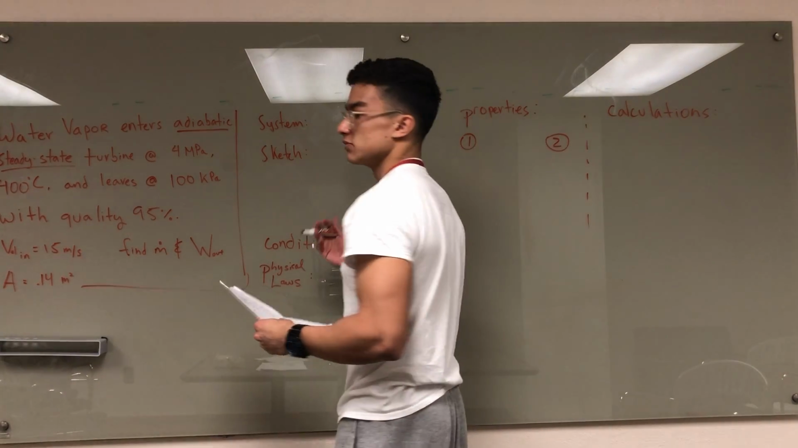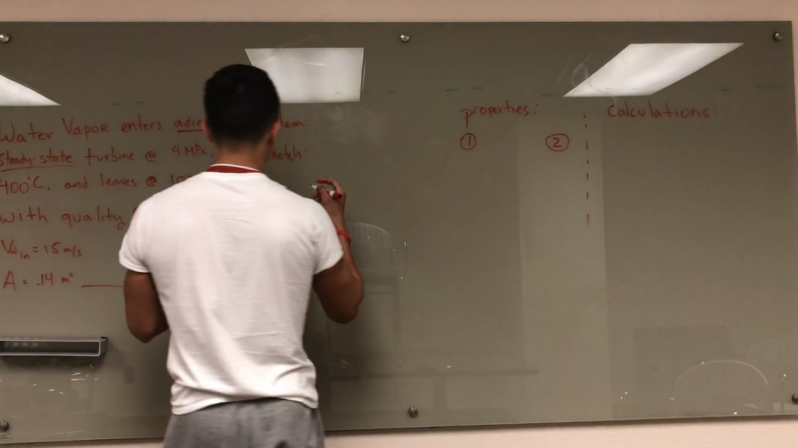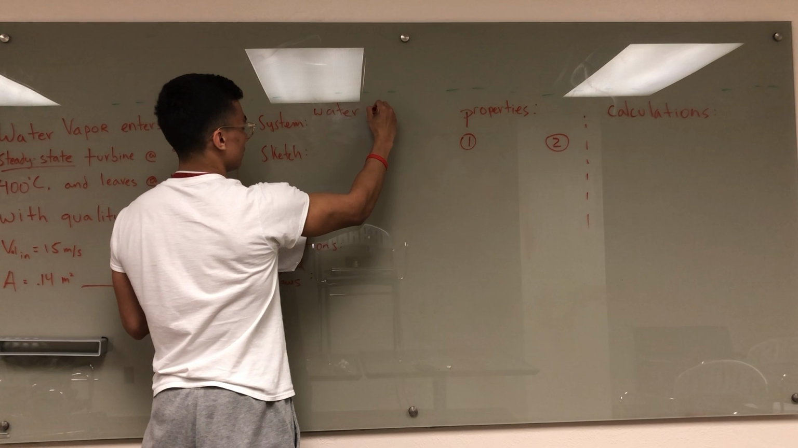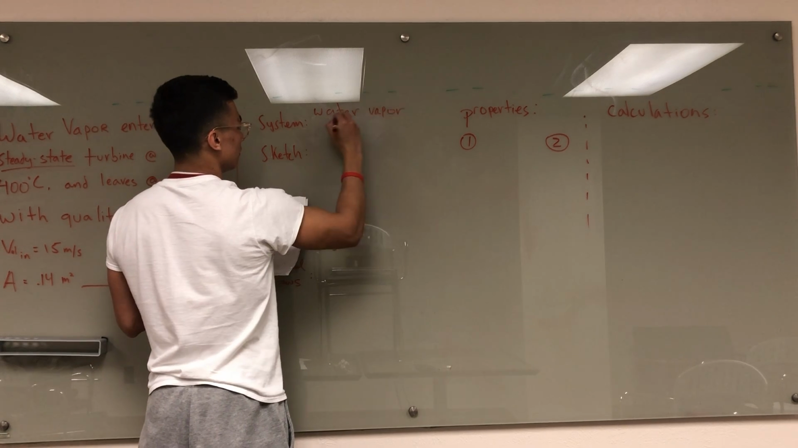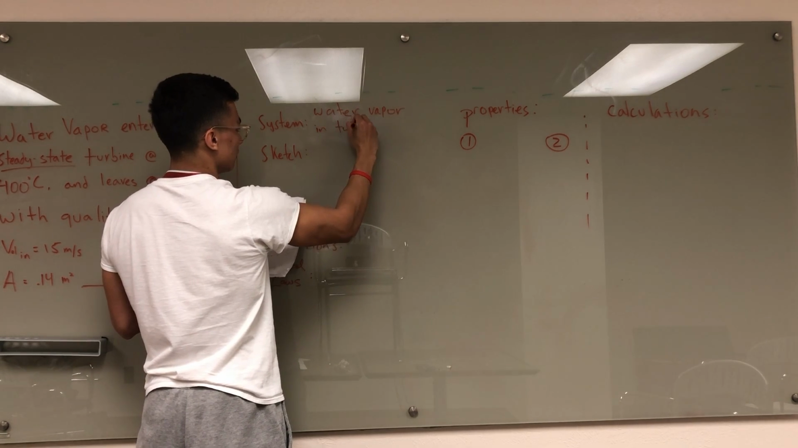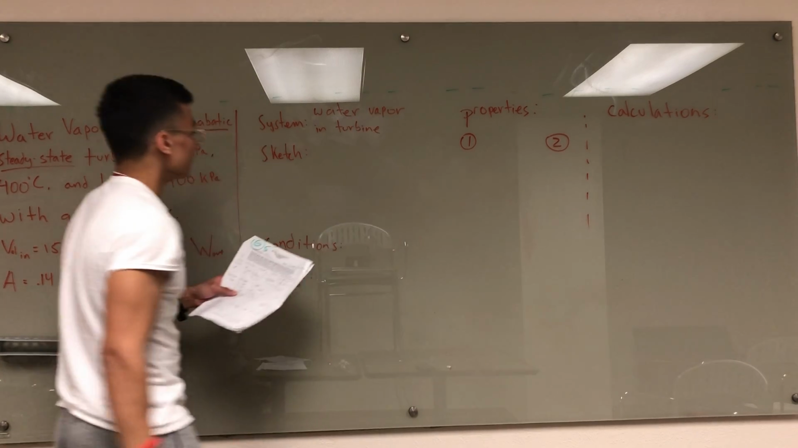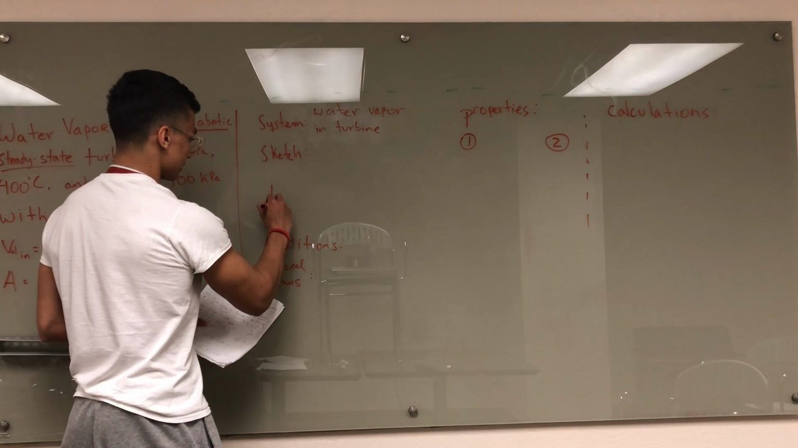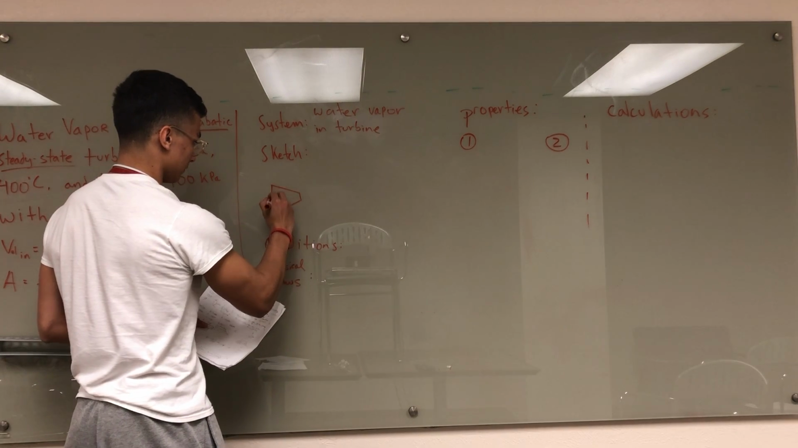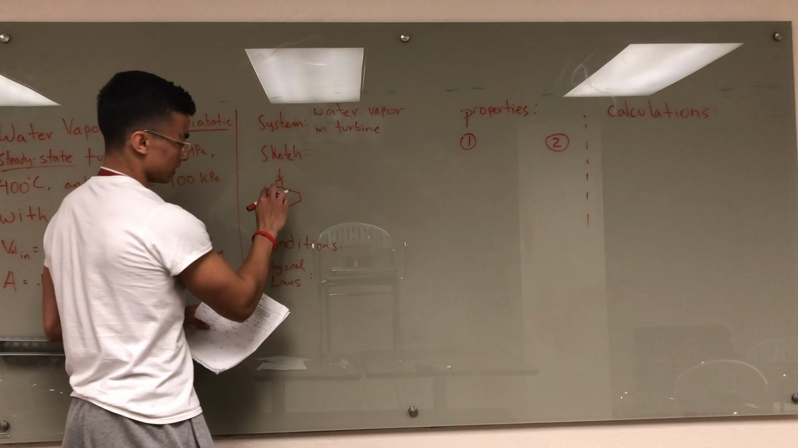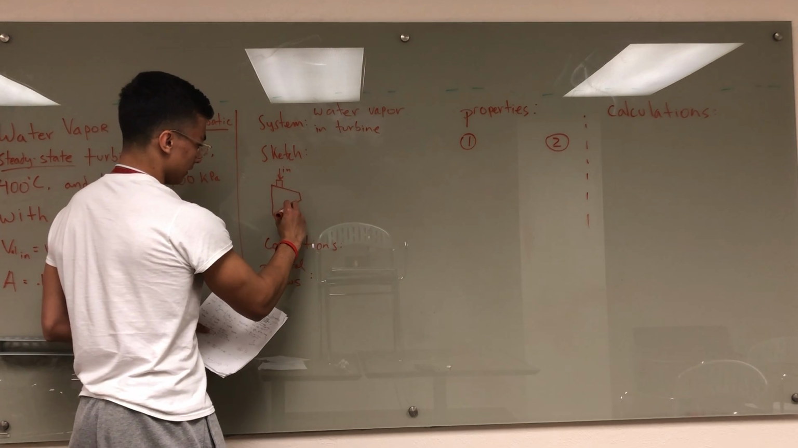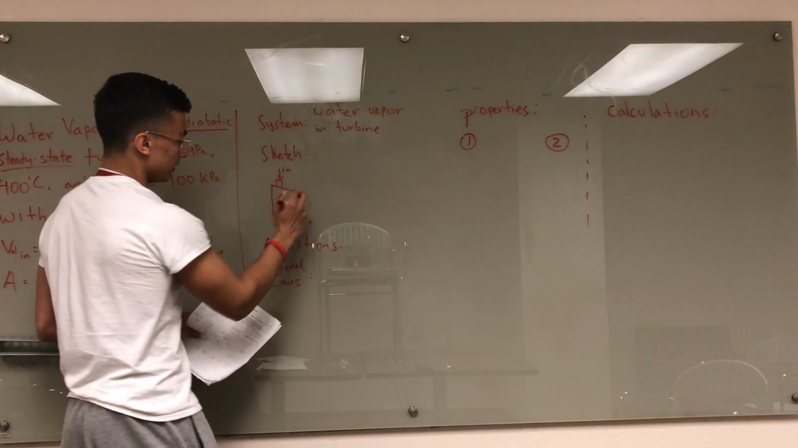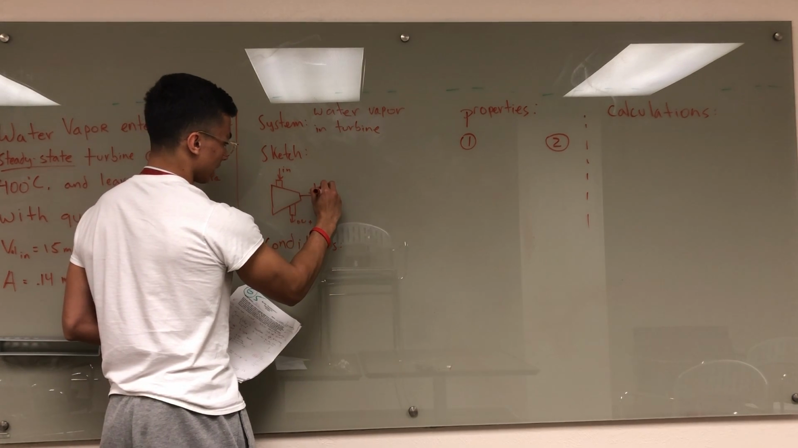So what's our system here? It's what we're studying, and we're studying the water vapor in the turbine. So let's just write that down. All right, cool. So what's our sketch gonna look like? Well, let's just draw this little turbine here with the inlet. So the water's gonna come in here, in, and the water's gonna come out here, out. But when it goes from here to here, it's gonna produce work, so we're gonna have a work output.